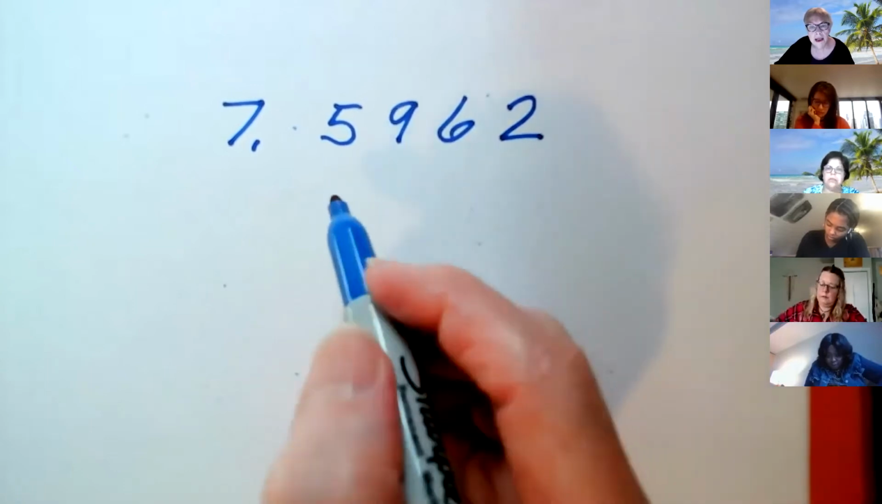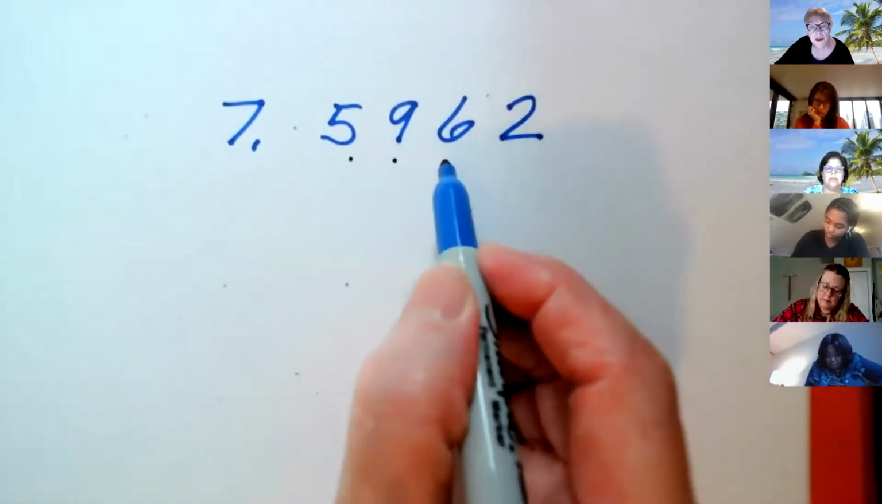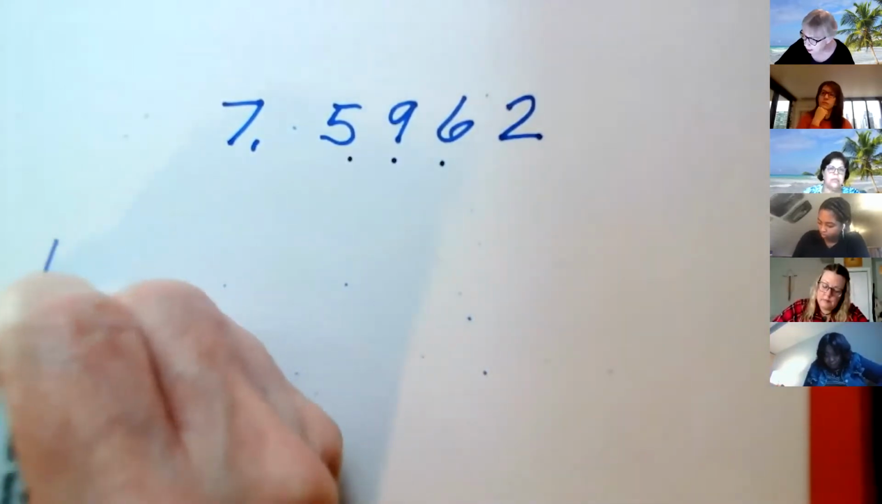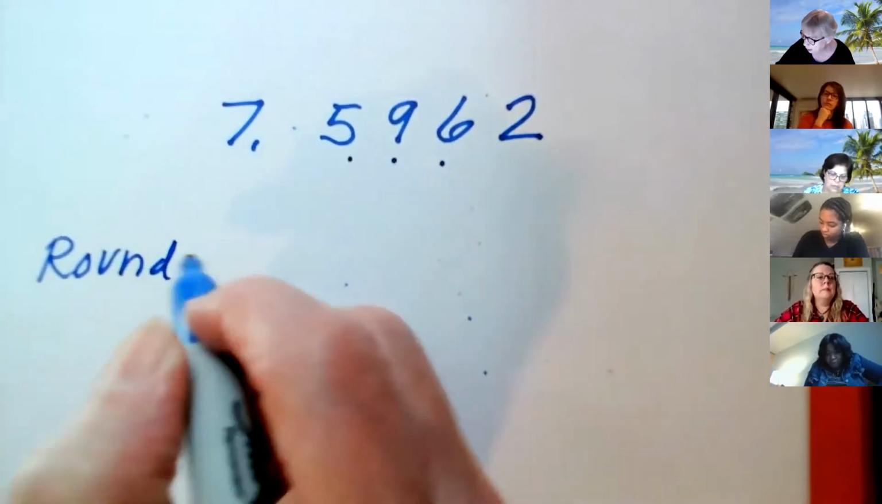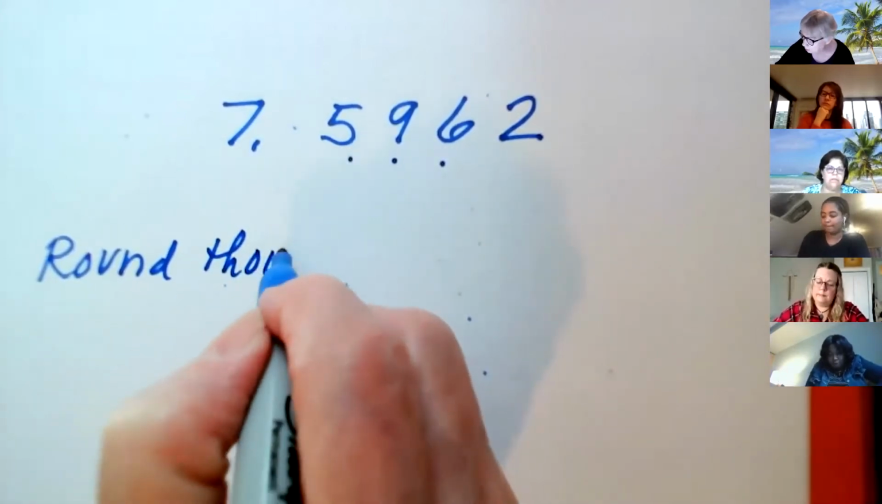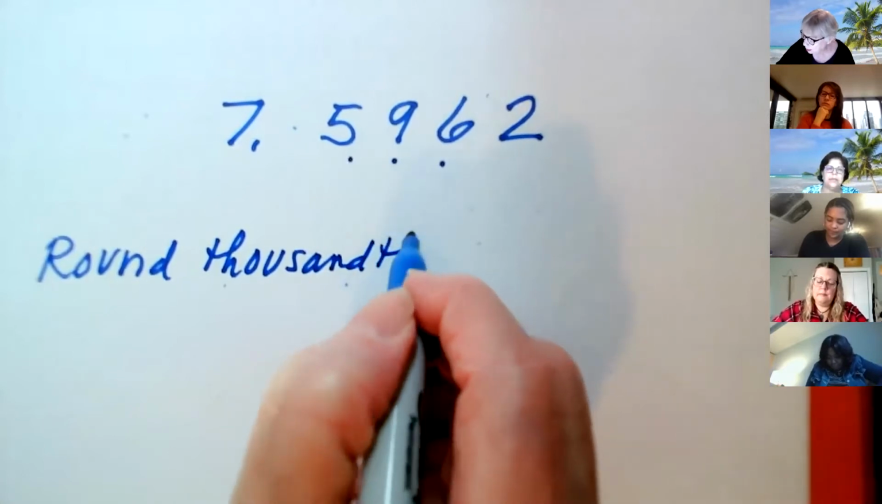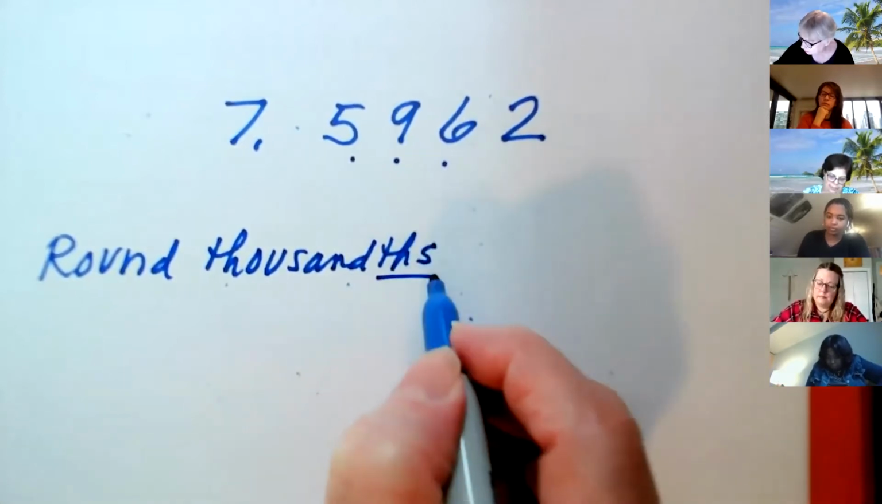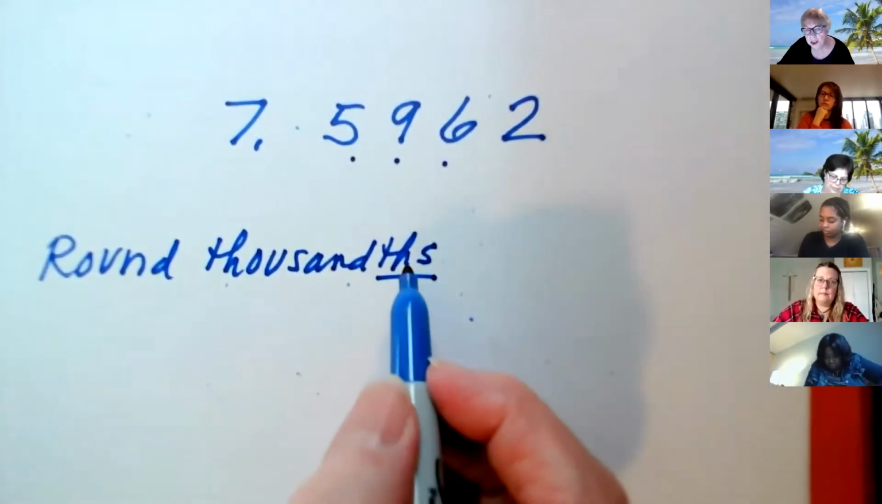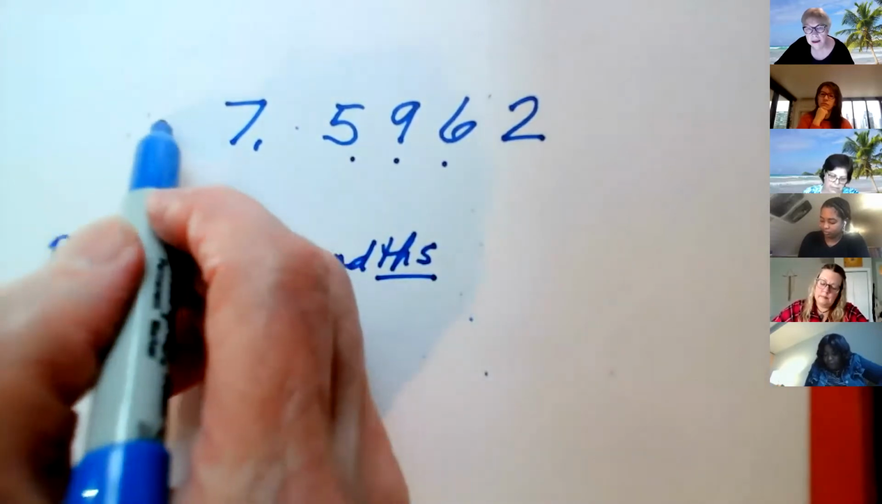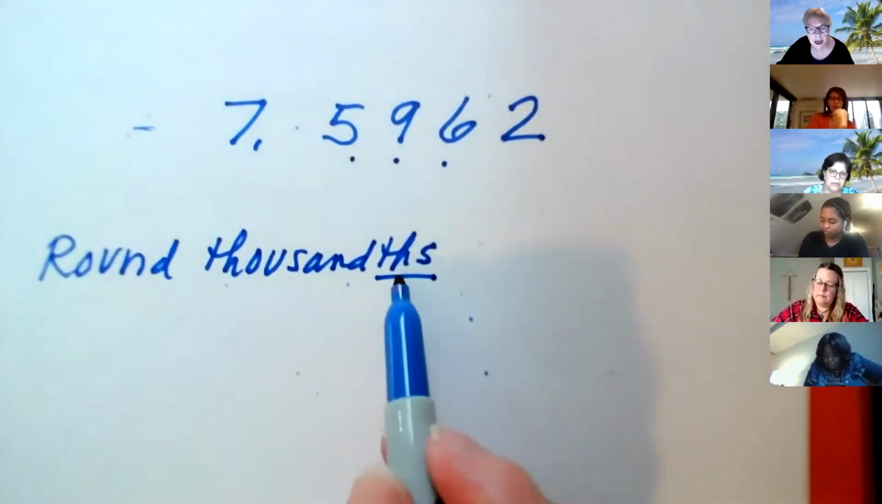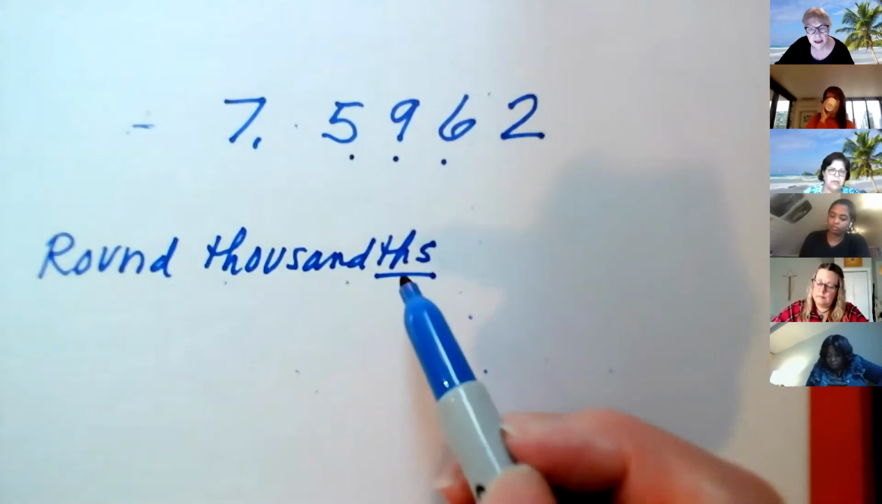Okay, let's try this. So this is tenths, hundredths, thousandths. So let's round to the nearest thousandth, TH. That's the only difference between the other side, the whole number side, is the TH. So we better get it in there.